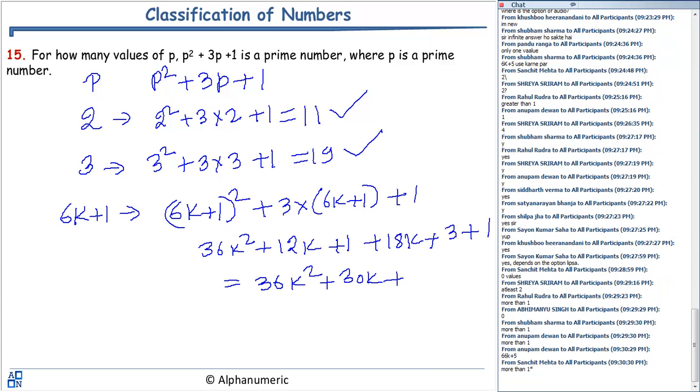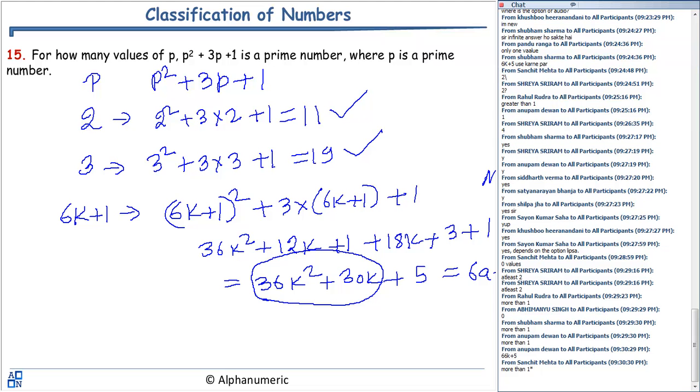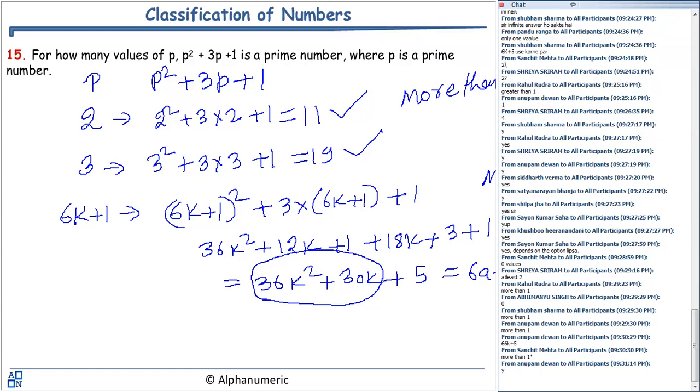Now remember, this number 36k square plus 30k is a multiple of 6. So I can rewrite this as 6a plus 5. Now if it is 6a plus 5, it may be prime. Why? Because there is nothing common between these two. So this may be prime. So on the basis of this, there is no need to check further, but you can definitely say the answer is more than 2 or infinite, depending upon the options. Infinite answers are possible. Is it clear to all of you?